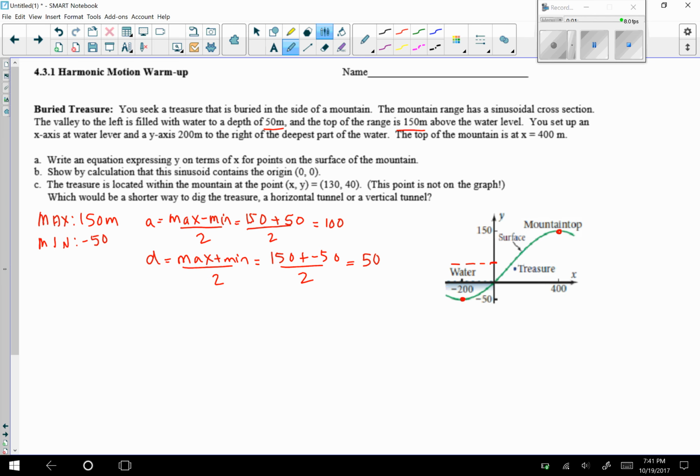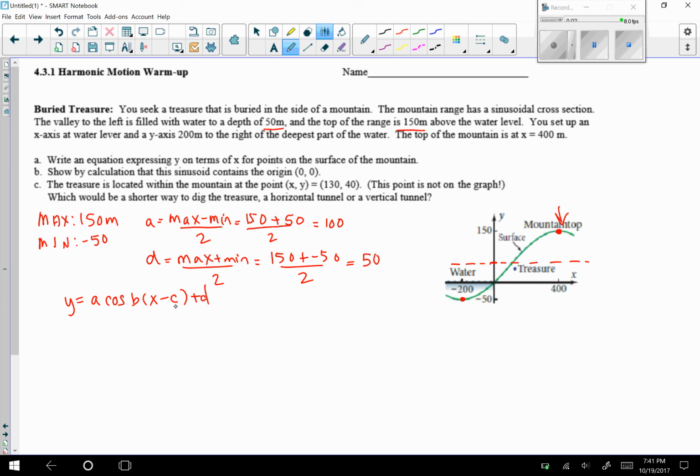Notice that our graph on the y-axis does not start on a key point. It doesn't start on the midline, nor does it start on a max or min. So that means our equation is going to have a phase shift. Because I don't know the period of the function yet, I'm going to use a cosine graph for my phase shift, and I like to use positive cosine graphs, so I'm going to start at the maximum right here for my graph. So I have y is equal to a times the cosine of b times x minus c, plus d, as my general equation.